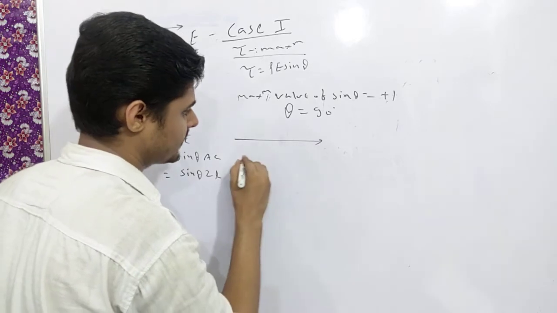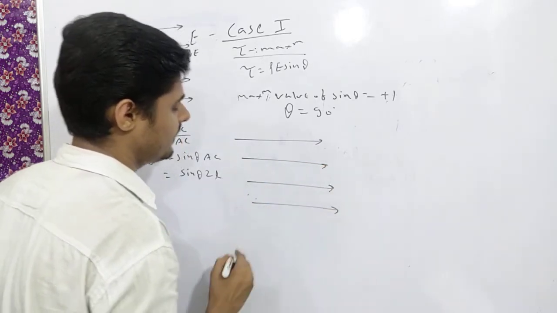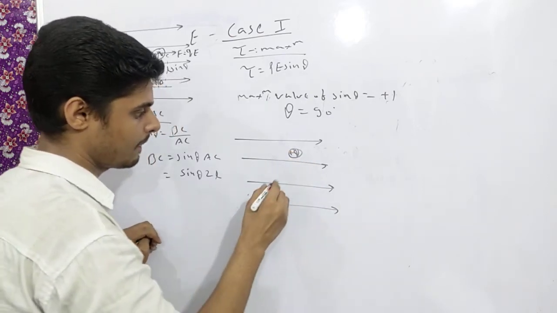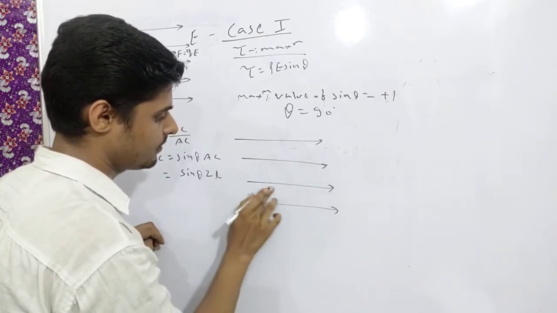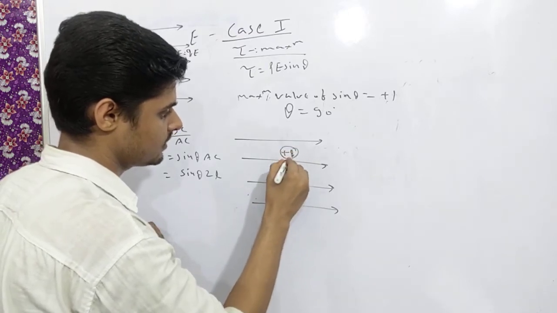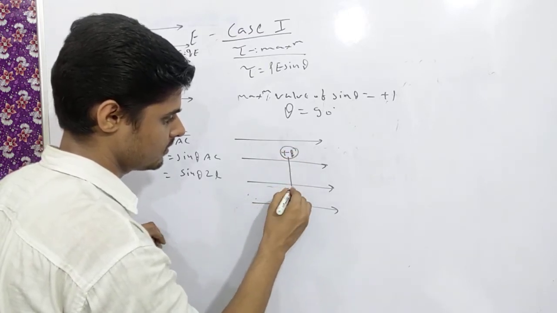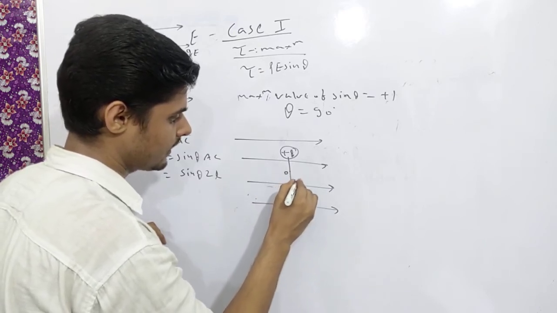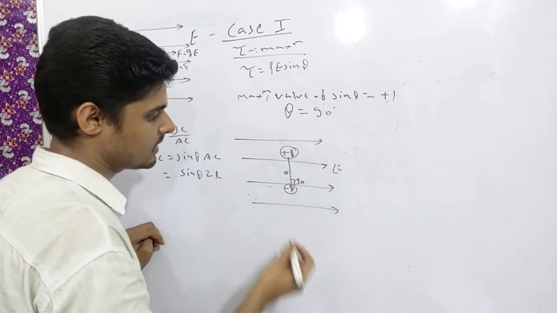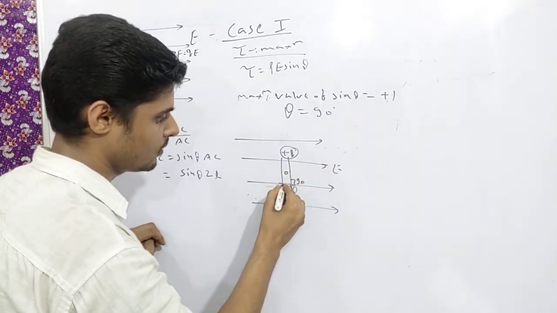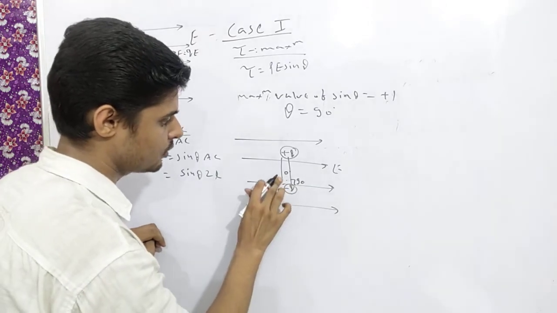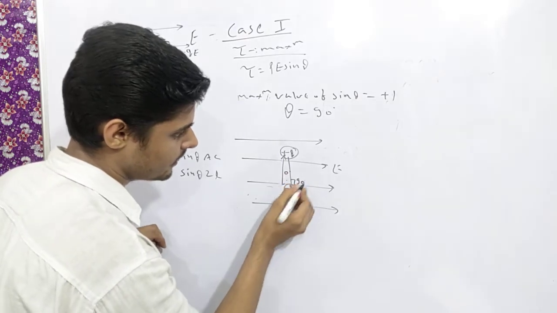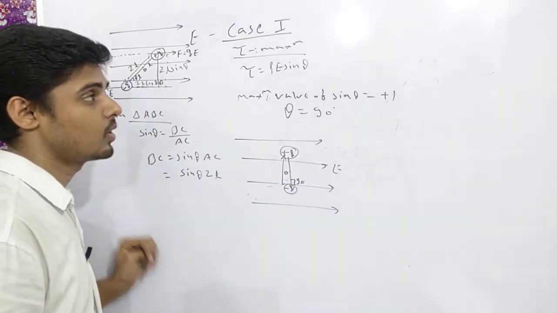Means if this is the electric field and this is the dipole, and the dipole makes a 90 degree angle with the electric field, as you can see, this is the dipole moment from minus Q to plus Q, and it is making an angle of 90 degrees with the electric field. So in this condition the torque will be maximum.